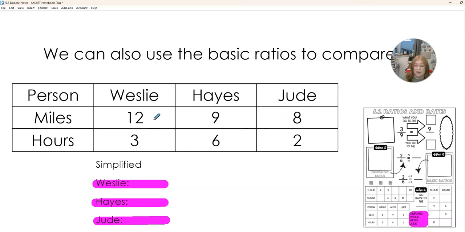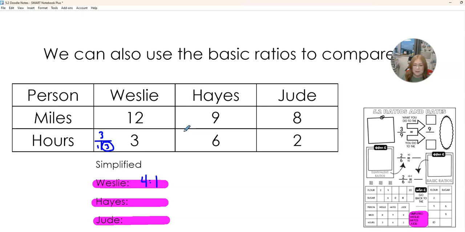So we're going to simplify them. So we're going to think of their GCF. So factors of 3 are 1 and 3. So 12 can be divided by 3. So we're going to divide these both by 3. So 12 divided by 3 is 4. And 3 divided by 3 is 1. So Wesley was running 4 miles every hour.